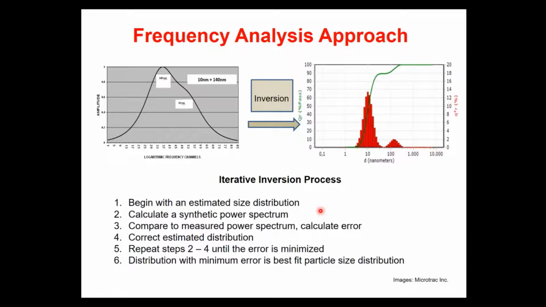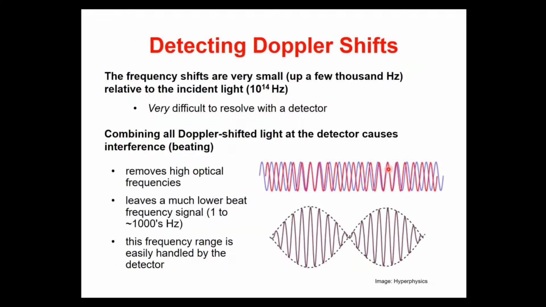Based on the discrepancy, we can correct our initial guess and create a new synthetic power spectrum, make the comparison again, and iterate this process until the error drops below a certain acceptable level. The outcome then is the size distribution that is plotted at the end of the process on your screen.